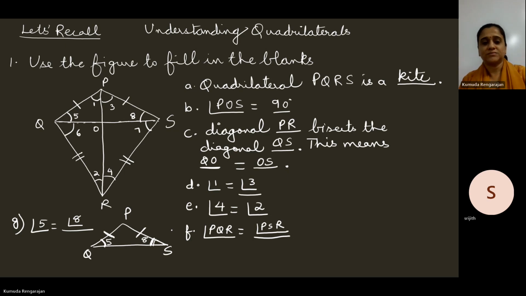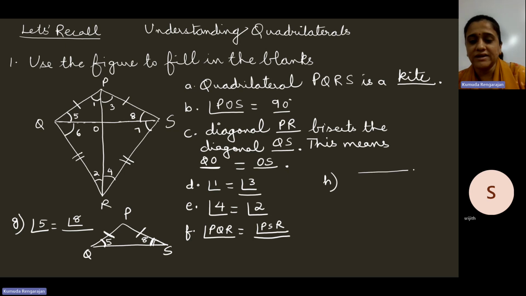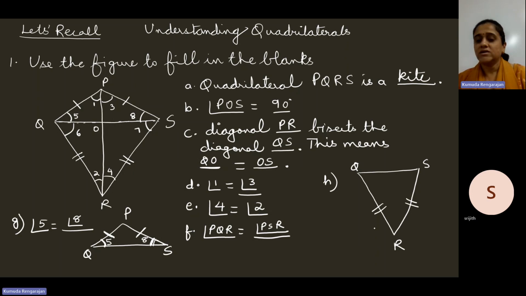Correct? Now name the other isosceles triangle in the kite. The other isosceles triangle in the kite is QSR. QSR is the other isosceles triangle. These two sides are equal. So which is the angle opposite to QR?